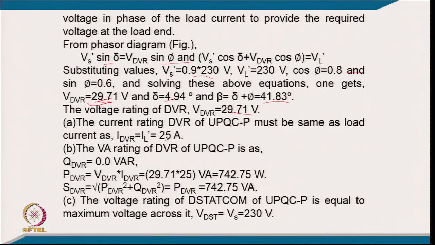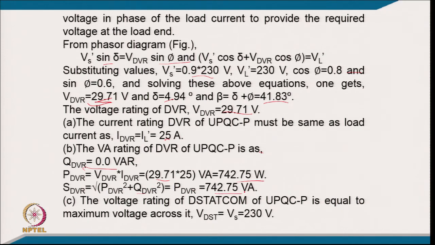So, the VA rating of the DVR will be 29.7 volt, and its current rating will be the same as the load current rating, because it is connected on the load side, 25 ampere. The reactive power rating of the DVR of the UPQC is 0 because we are only putting active power, not reactive power. So PDVR will be the same as here. We put this voltage and current, so it is 742.75 watt, and SDVR will be the same as PDVR.